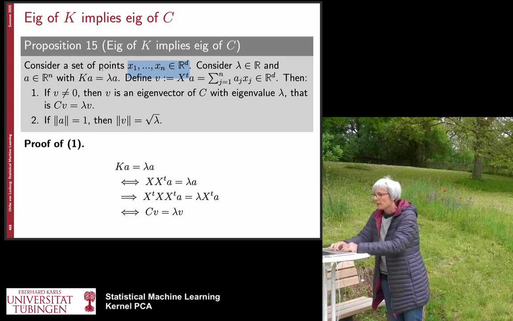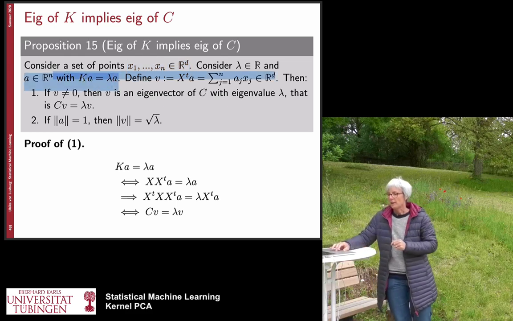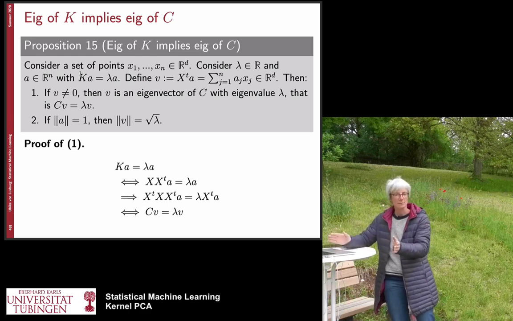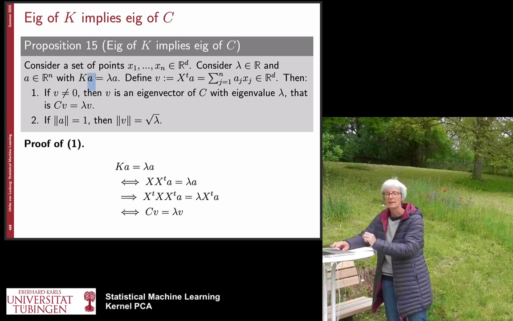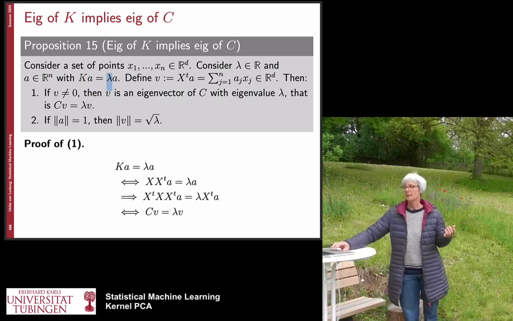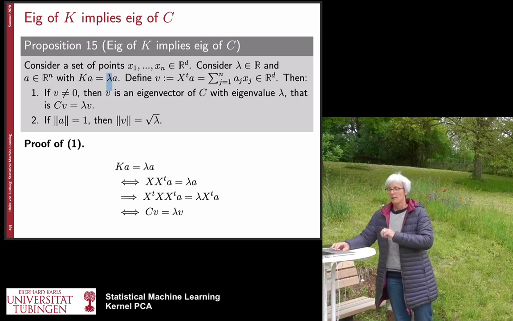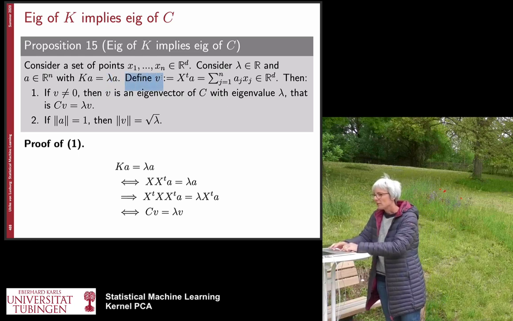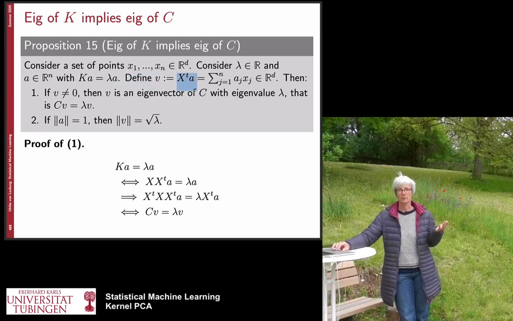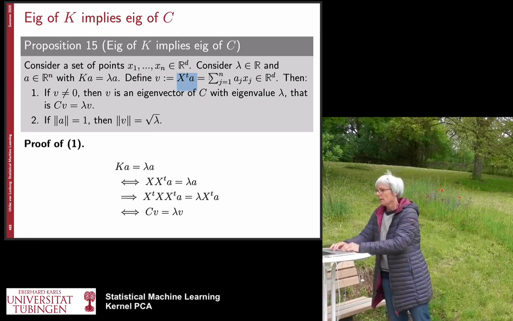And now assume we look at the kernel matrix first, K, and assume that lambda and A are an eigenvalue and eigenvector of the kernel matrix. So, we're given the data, we can compute the kernel matrix, and now assume that A is an eigenvector of the kernel matrix with eigenvalue lambda. This means it satisfies K times A is lambda A. All this is given. Now we define a new vector V, which is just X transpose A. X transpose is the transpose of our data matrix, and A is this eigenvector of the kernel matrix. Here's a formula for how this looks.